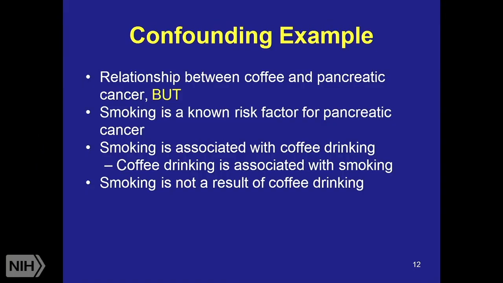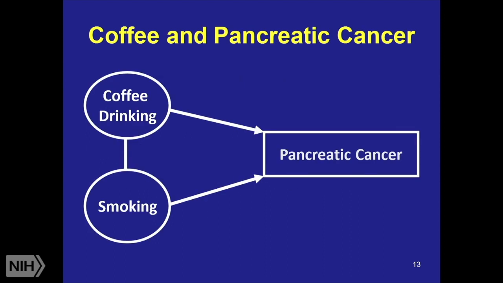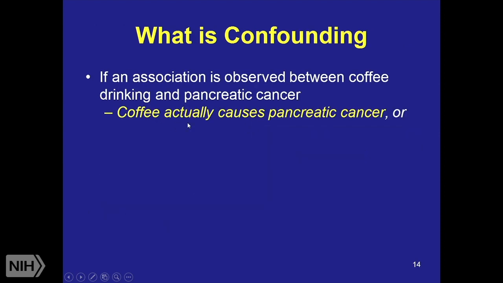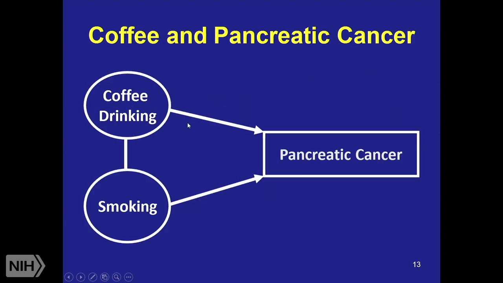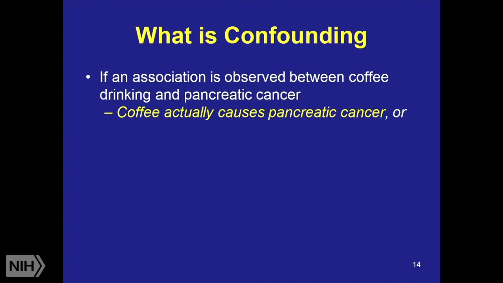So what's the confounding example? There's a relationship between coffee and pancreatic cancer, but smoking's the known risk factor for pancreatic cancer here. Smoking's associated with coffee drinking and vice versa, and it's not directional, so it's not like smoking's a result of coffee drinking. You're not in a line. In fact, the picture looks something like this. So I know I have a direction between my smoking and pancreatic cancer. Smoking leads to pancreatic cancer, coffee drinking leads to pancreatic cancer, but there's no other directionality here.